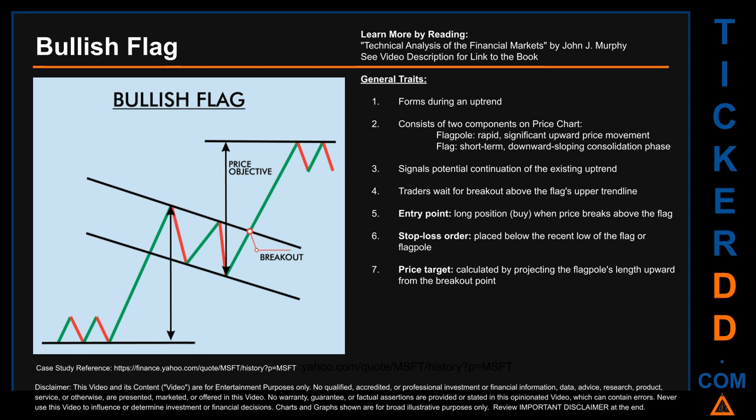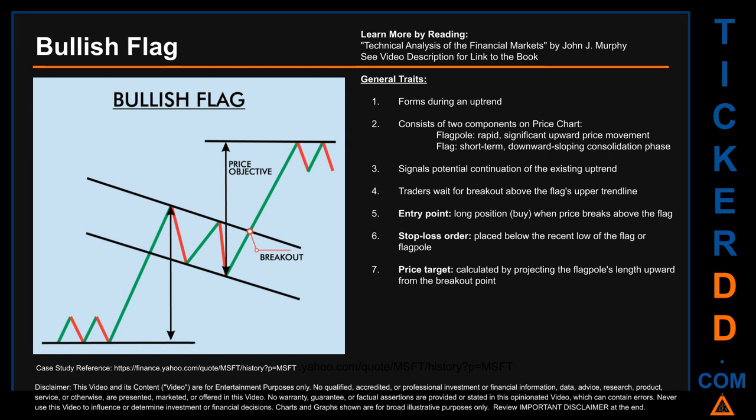To trade a bullish flag pattern, traders typically wait for a breakout above the upper trend line of the flag, which signals a continuation of the uptrend. They may enter a long position when the price breaks above the flag, with a stop-loss order placed below the recent low of the flag or the flagpole to manage risk. The price target for the trade is usually calculated by measuring the length of the flagpole and projecting that distance upward from the breakout point.